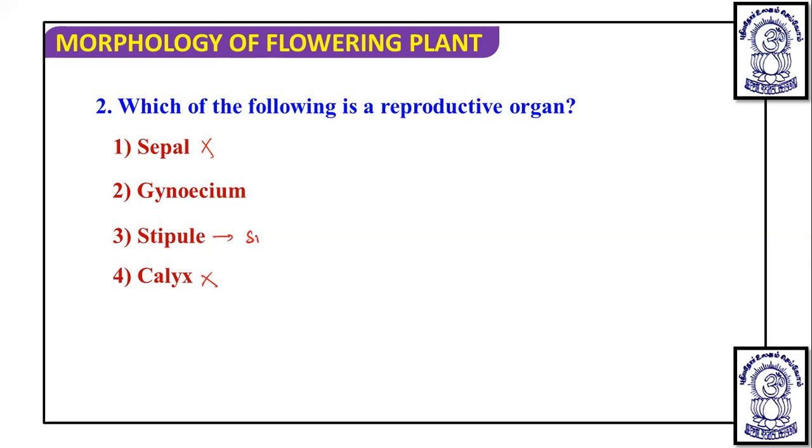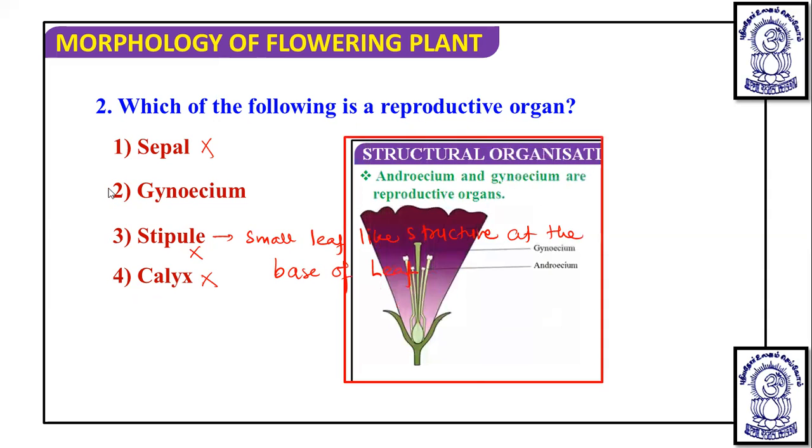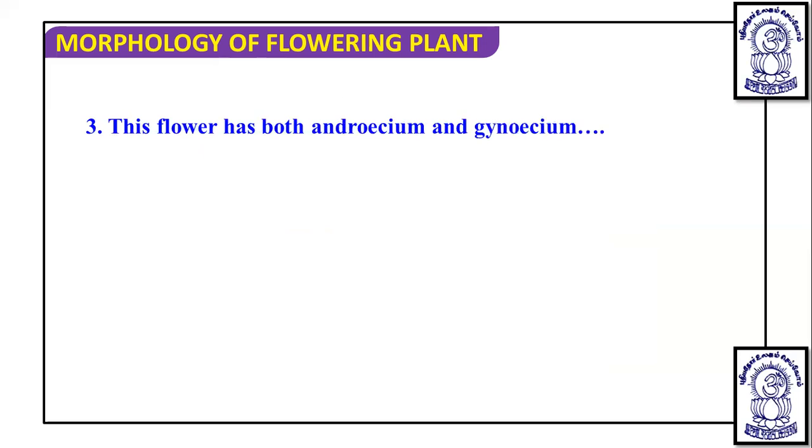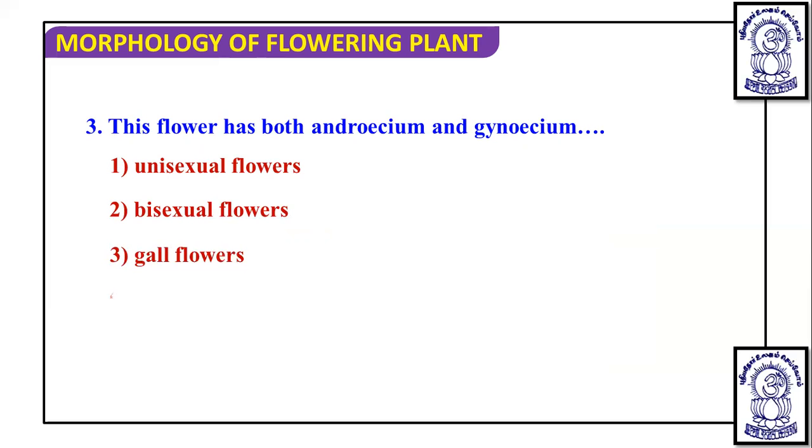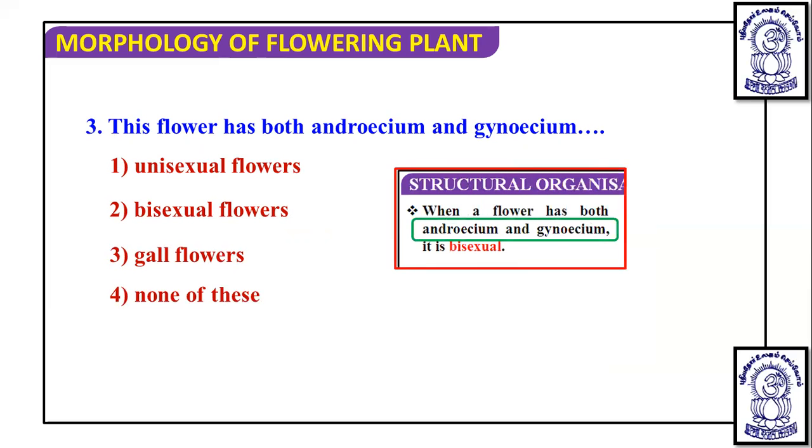Stipule is the small leaf-like structure at the base of the leaf. So that is also not a reproductive organ. So the remaining is gynoecium. So gynoecium is the correct answer because it is a group of carpels. So that becomes the correct answer. This flower has both androecium and gynoecium. When both androecium and gynoecium are present, we know that they are known as bisexual flowers. So the answer is bisexual flower.